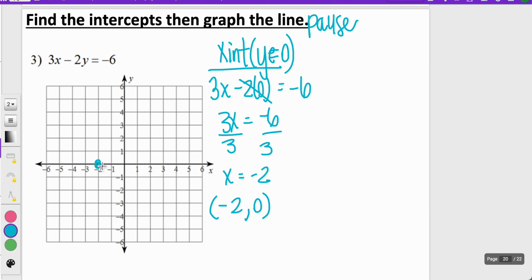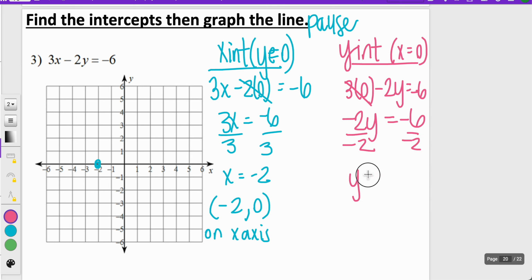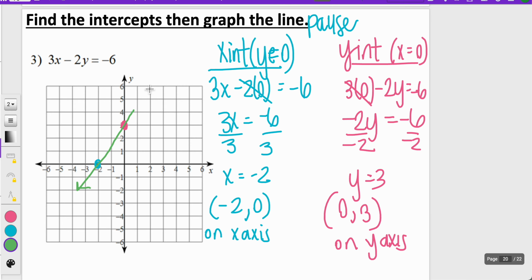Notice that my x-intercepts are going to end up on the x-axis, okay, where my y-intercepts will end up on my y-axis. Let's go ahead and try that one. Y-intercept means x equals 0. So 3 times 0 minus 2y equals negative 6. These 3 times 0 just cancel out, so negative 2y is all that's left, equals negative 6. Divide both sides by negative 2. Y is equal to 3. So this will be 0, comma 3, and this will be on the y-axis because it's the y-intercept. So here's 0, comma 3, and then connecting my 2 points makes this positive slope straight line.